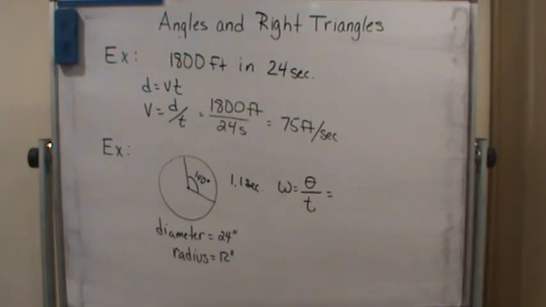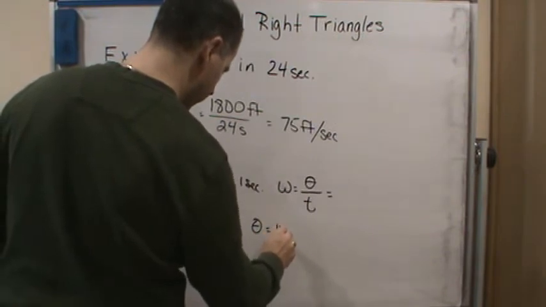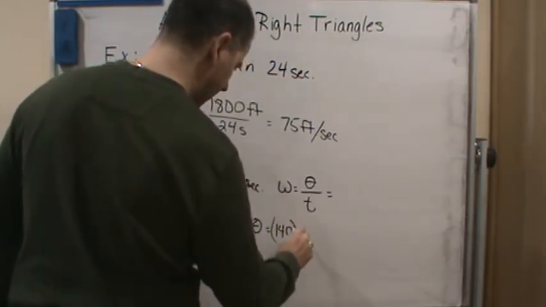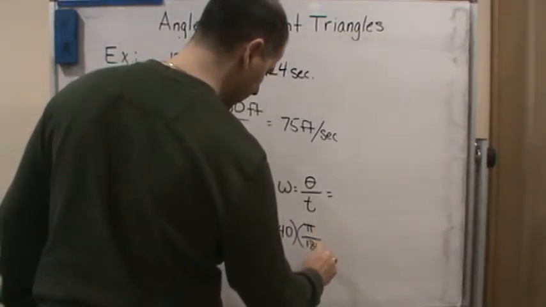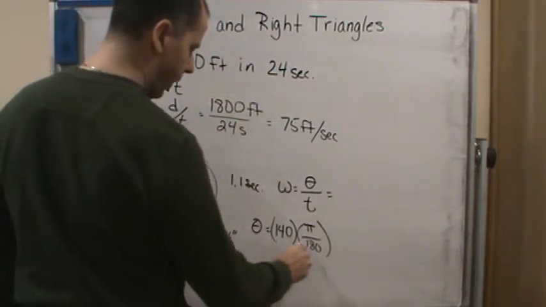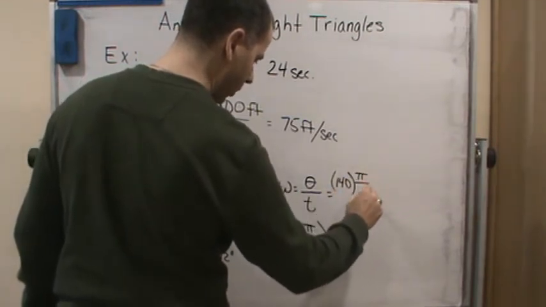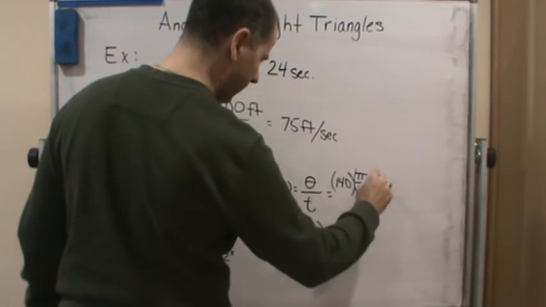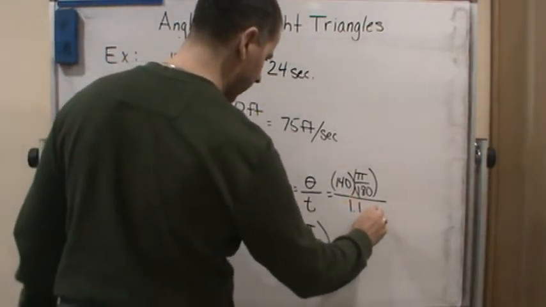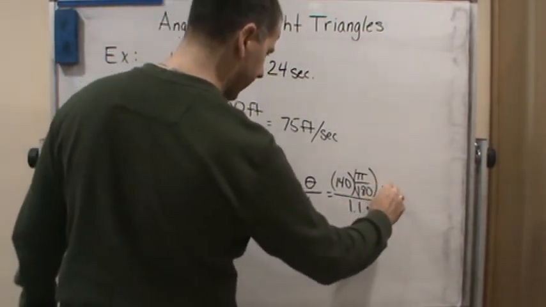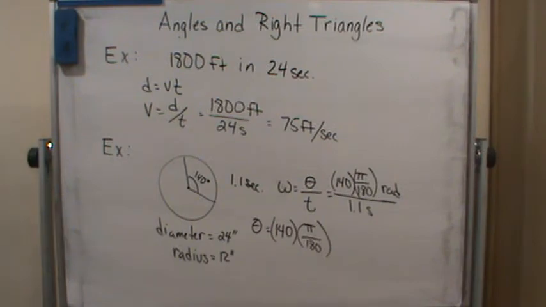So now, if we take the angle, so theta equals 140 times, since we're changing to radians, we want pi over 180 degrees, so the degrees cancel, and so this is what we want. So this is going to be 140 times pi over 180, divided by the time, which is 1.1 seconds. So this is going to be radians, right? Over 1.1 seconds.